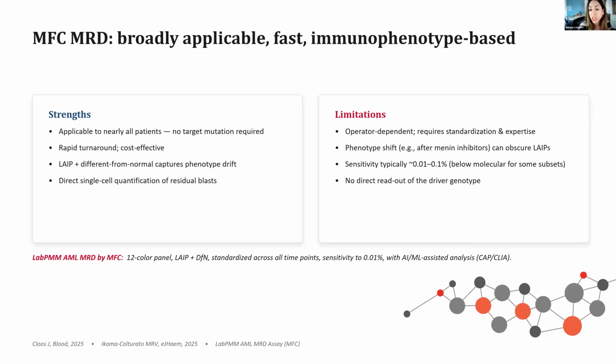There's phenotypic shift. AML is a heterogeneous disease. You can either have disease heterogeneity at baseline and some clones persist and others go away. That can give you trouble when you're trying to follow a specific immunophenotype, or sometimes the phenotype just changes after differentiation-inducing therapies, such as menin inhibitors, and I'll show you an example of that. The sensitivity is around 10 to the minus 4 at best, I would say, and this is if you have a really good sample. And then, of course, there's no direct readout of a driver genotype, right?